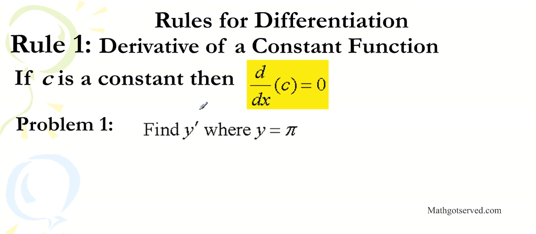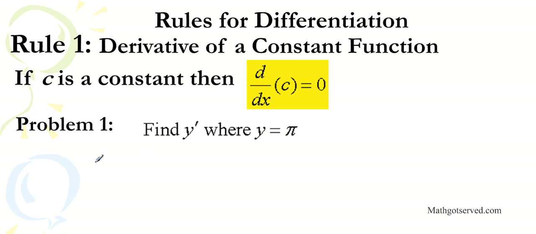First one, rule number one, is the derivative of a constant function. Basically, if c is a constant, then the derivative of that constant is 0. All right, so let's apply that to an example. Problem one says find y prime where y is equal to pi.